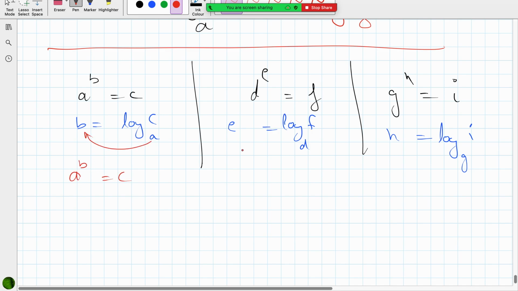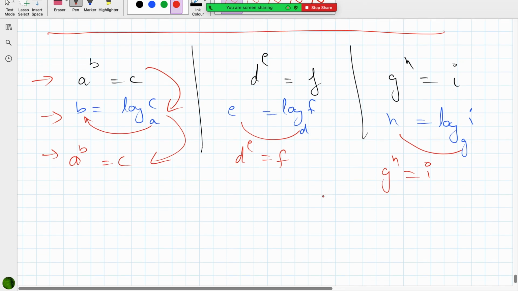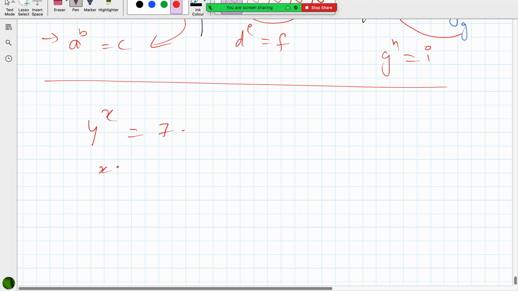A raised to power b is equal to c, d raised to power e is equal to f, g raised to power h is equal to i. Use half an A4 sheet and write as many questions as you can and convert them to and fro. Index to logarithmic and logarithmic to index back. For example, we have 4 raised to power x is equal to 7. So this becomes x is equal to log 7 to base 4.